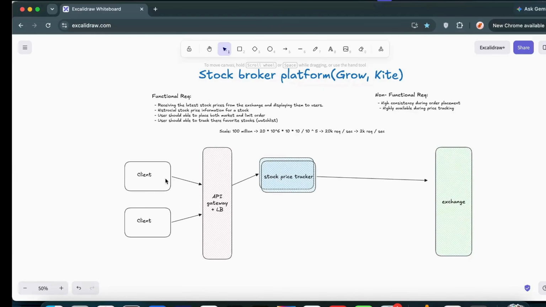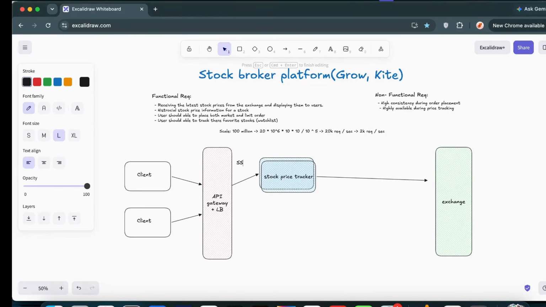The only thing is, the first time the client makes the request for a particular stock, like this is the stock that I want to see the latest price of. Then the stock price tracker service, that is the server, its job is that whatever latest stock information it is getting, it will keep on sending the prices in the form of events. That is the SSE connection that we will be establishing here.